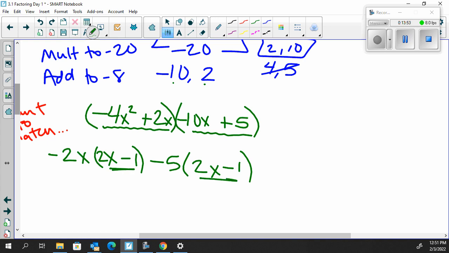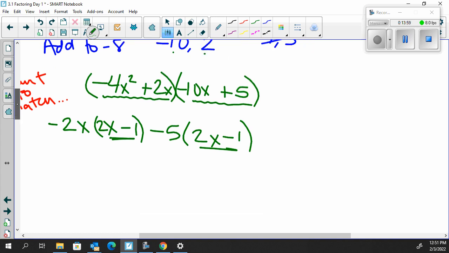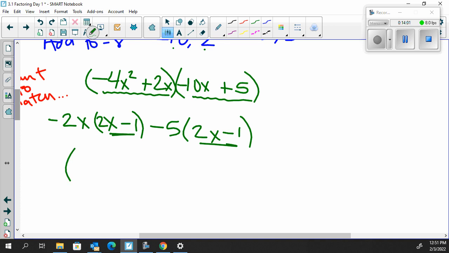We're supposed to do this. We don't have that, which is exactly what I want. So the answer is the repeated factor 2x minus 1 and the two GCFs put together. And there we are.